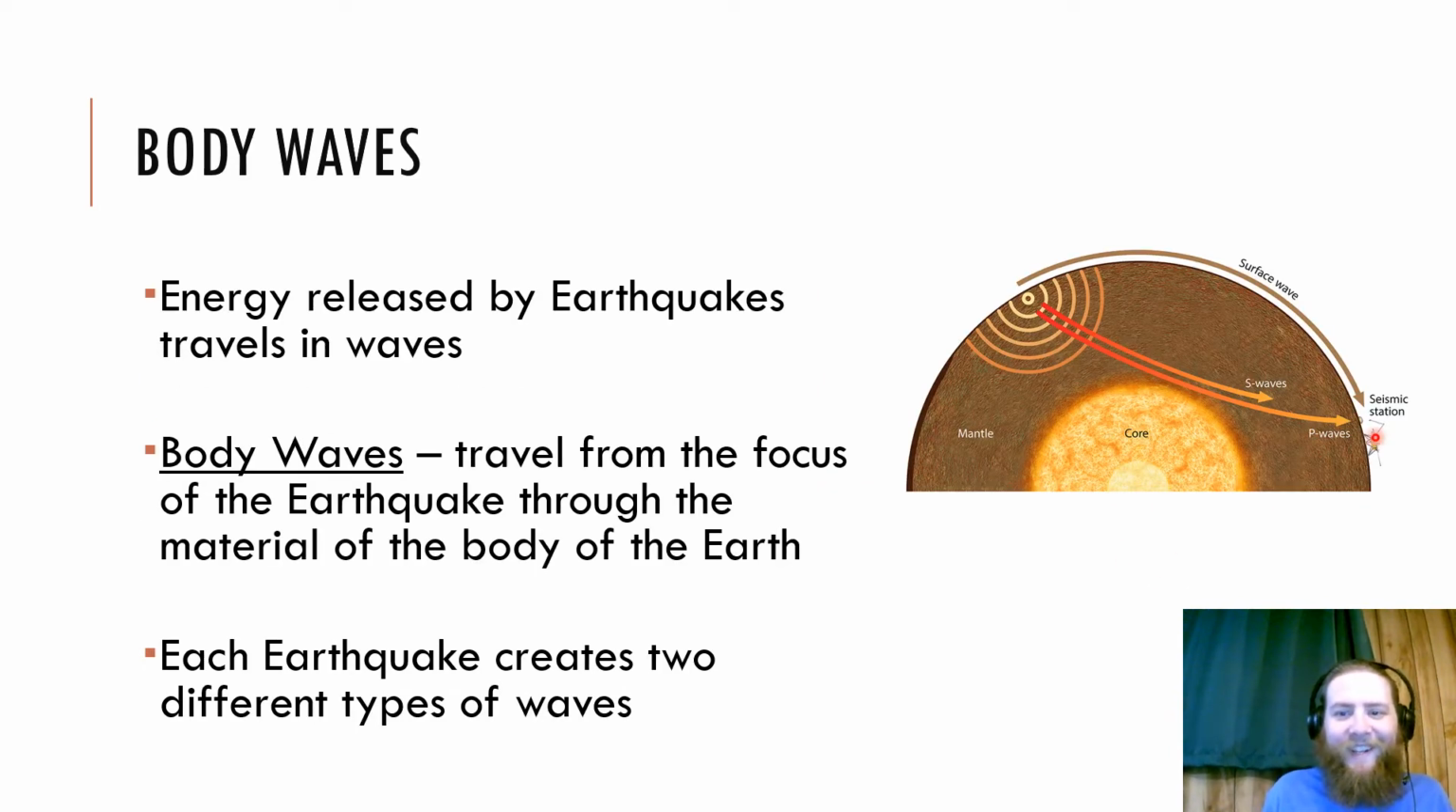Body waves. Energy released from earthquakes travels in waves, the same way as when you drop a rock into a pond and those waves go out. This happens in earthquakes as well. They travel from the focus and go through the material of the Earth, through the body of the Earth. And you have two different types, S waves and P waves. You can see on this image there are these surface waves at the top. We're going to talk about surface waves as well.